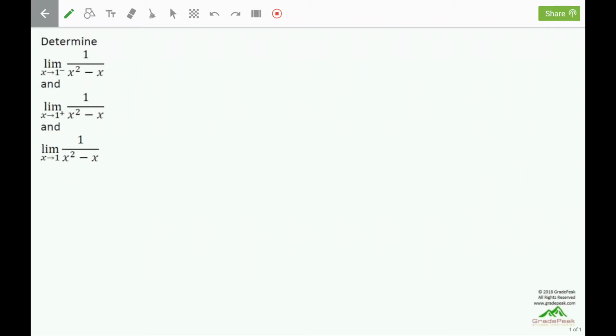Determine the left-sided limit and the right-sided limit and the two-sided limit as x approaches 1 of 1 over x squared minus x. Each of these involves the limit as x approaches 1 of 1 over x squared minus x. The first thing to do is try plugging a 1 in for each of the x's. That'll give 1 over 1 squared minus 1. 1 squared is a 1, so it'll be 1 over 1 minus 1. And 1 minus 1 is a 0, giving 1 over 0.